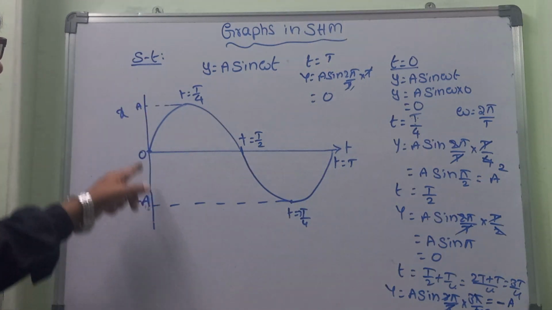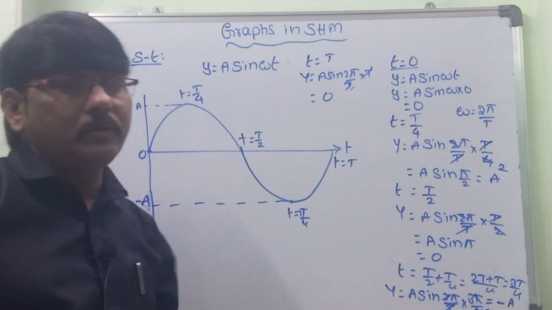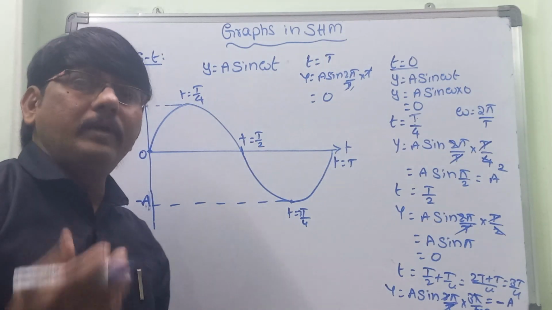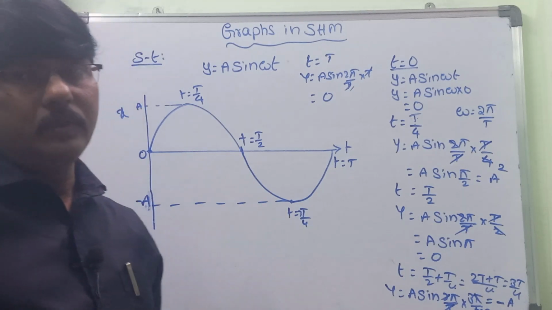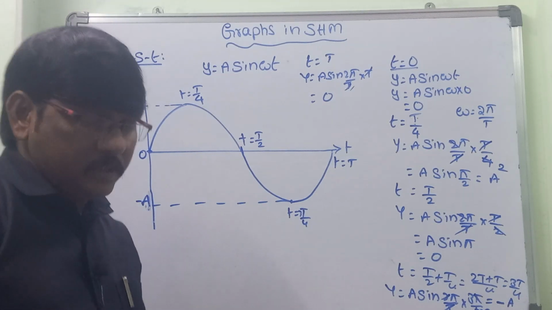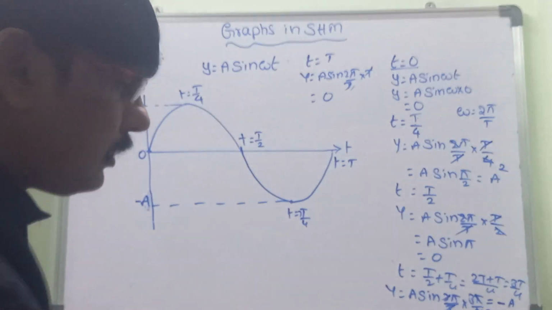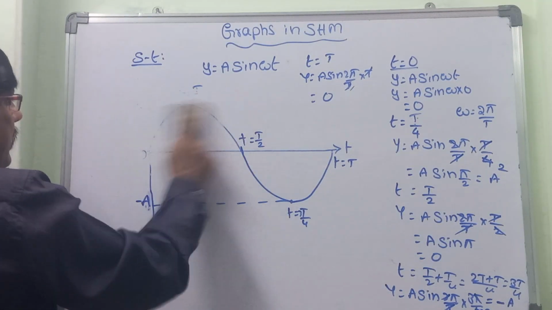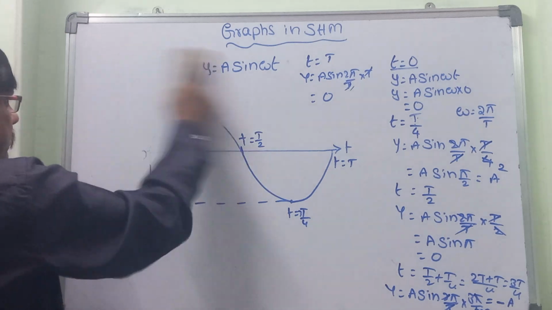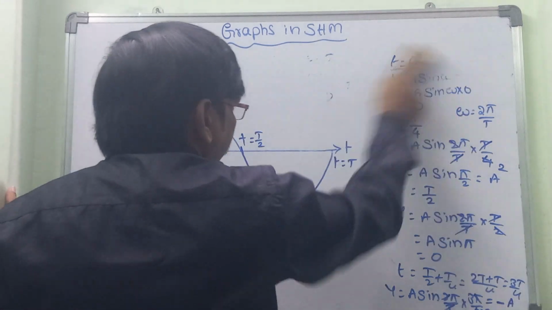For the ST graph we have to take y equal to the expression, and from that the values we have to start from 0, T/4, T/2, 3T/4 and T. So this is about the displacement-time graph. Next, let us take the velocity-time graph.